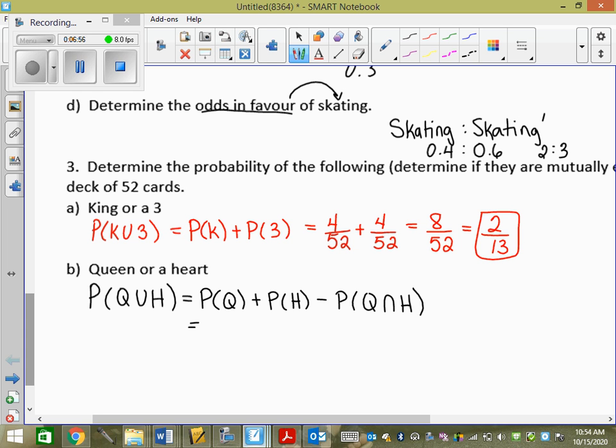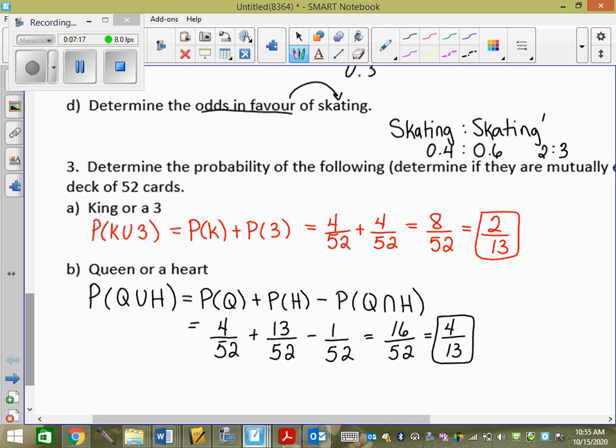So there are 4 out of 52 queens plus 13 out of 52 hearts minus 1 out of 52, which equals 16 out of 52. Take 4 out of both, get 4 out of 13. The second half we're going to go over tomorrow, so do not lose it.